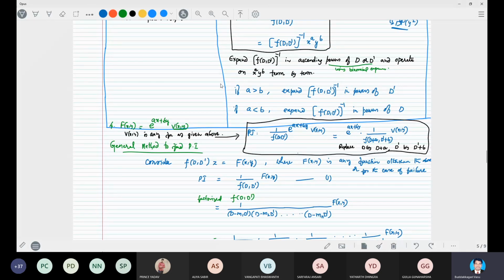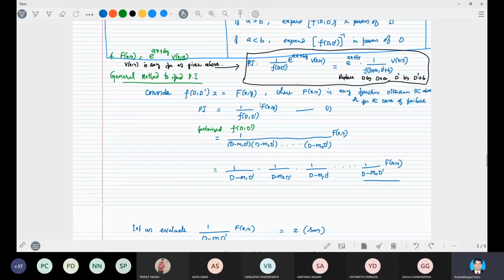In the case of other functions, if any other functions are there, we find the particular integral by the general method. The general method says that we factorize f D D dash into linear factors of the form D minus m1 D dash, D minus m2 D dash, and so on, right? Those are homogeneous equations, which result in linear factors only.